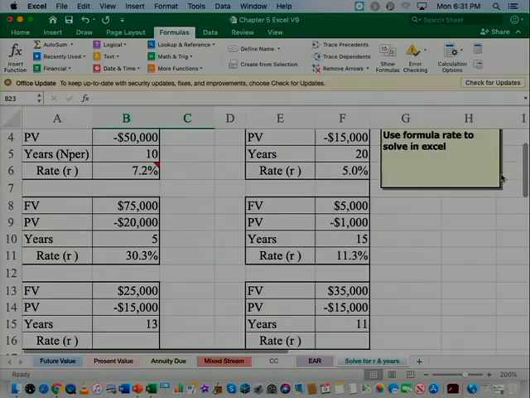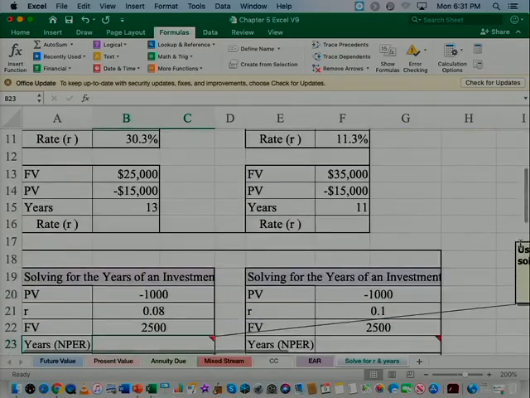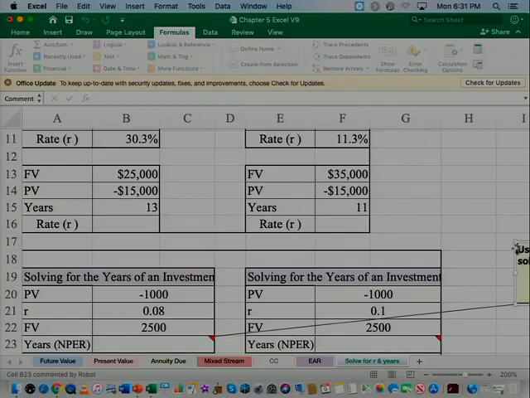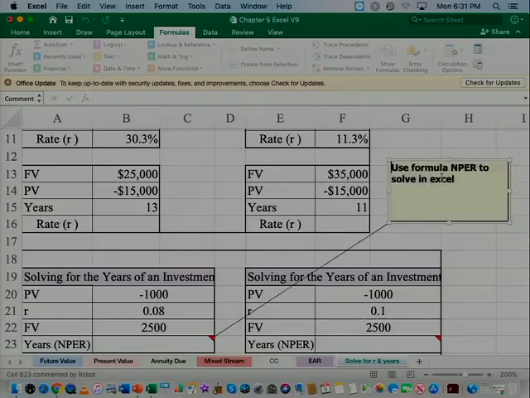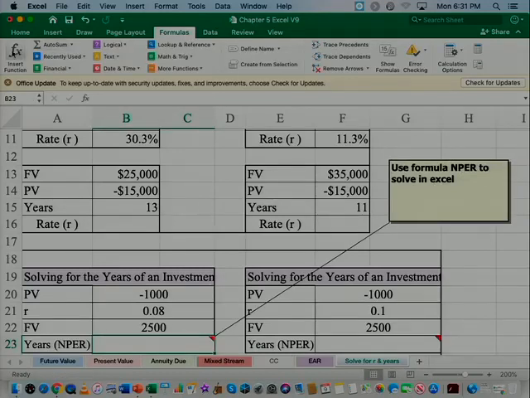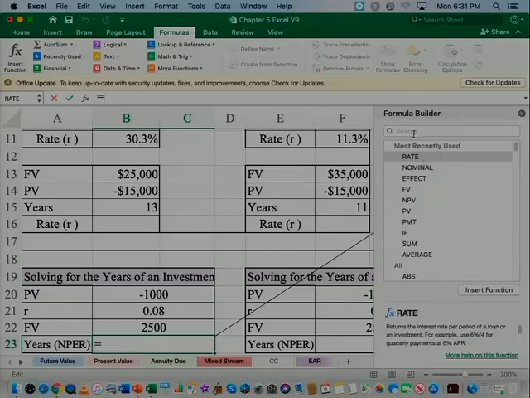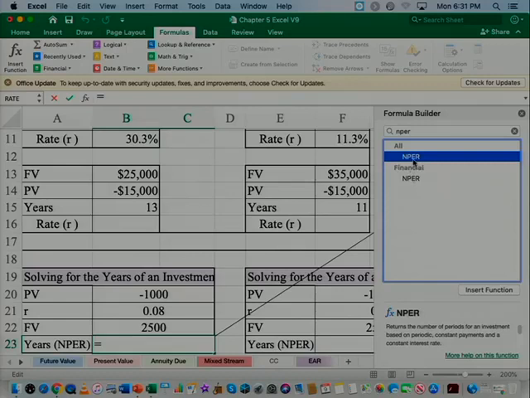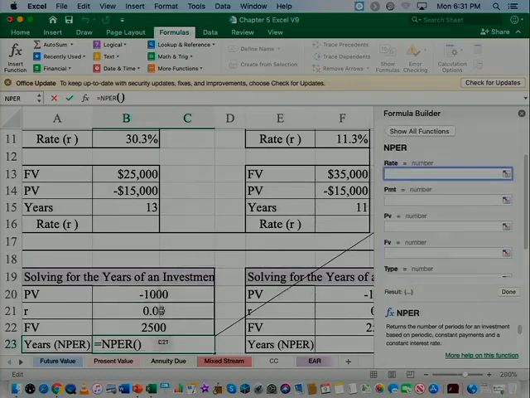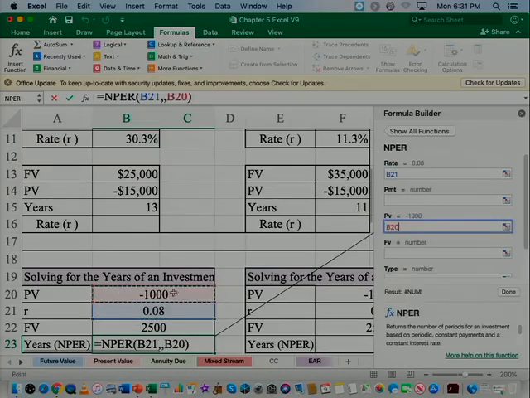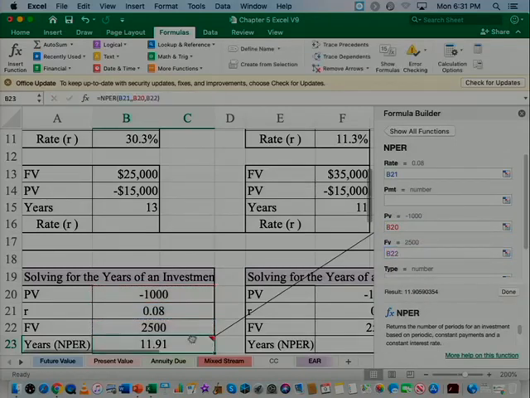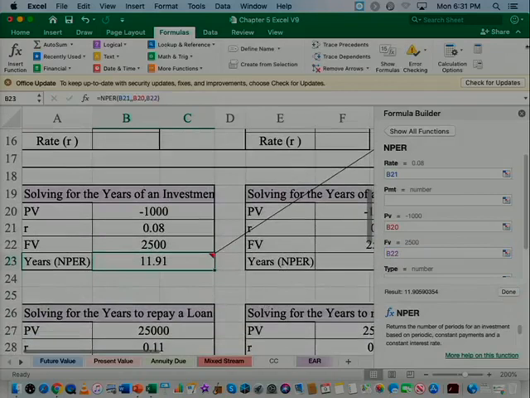I left another note here. For some reason it slides over here. Bring this over. So we just use the NPER formula, which is pretty simple again to remember. So just search for that. And again, we have the rate. And here we have the present value. And we have the future value. And this will give us the number of years, which is 11.9.